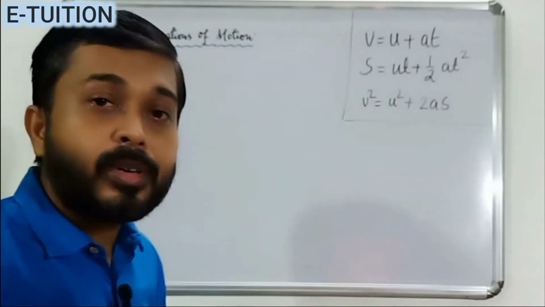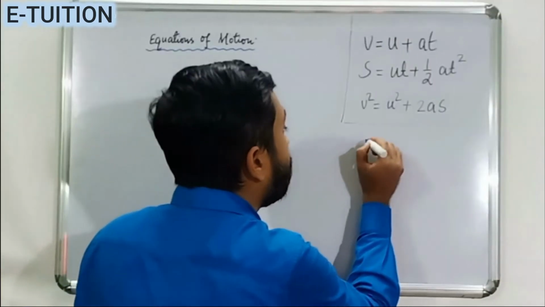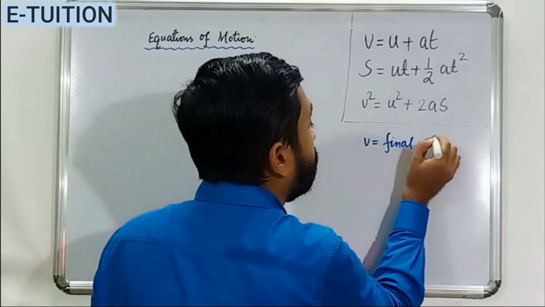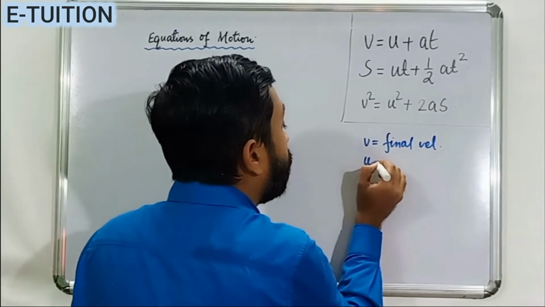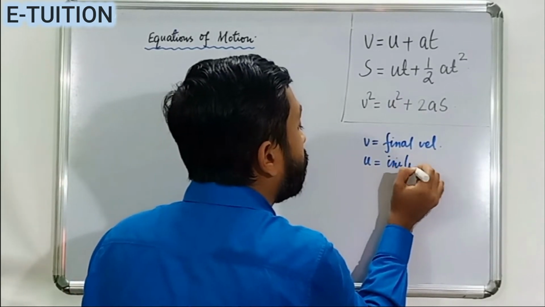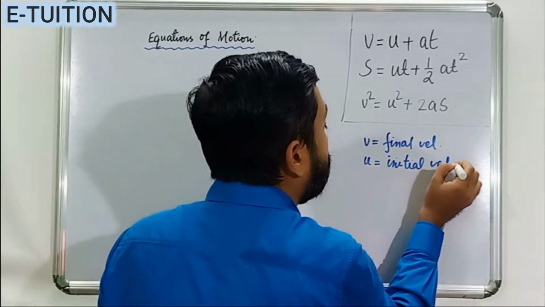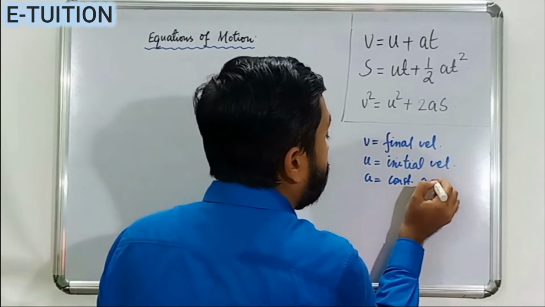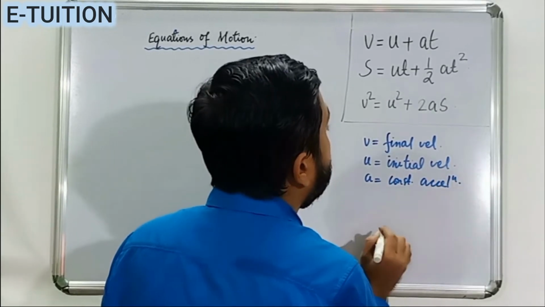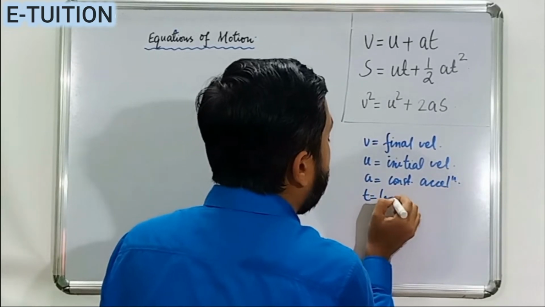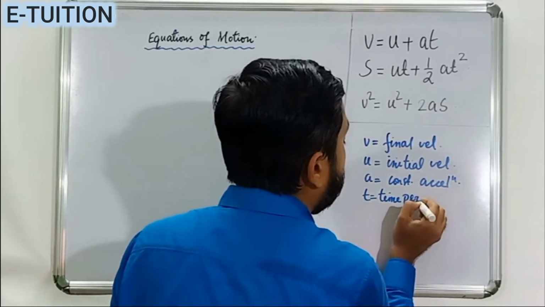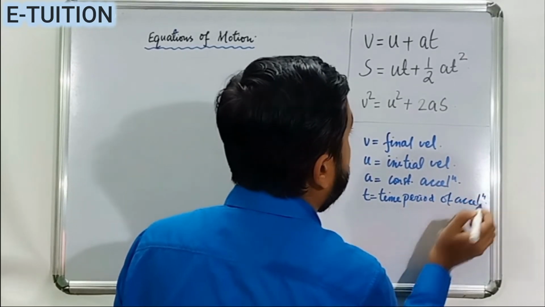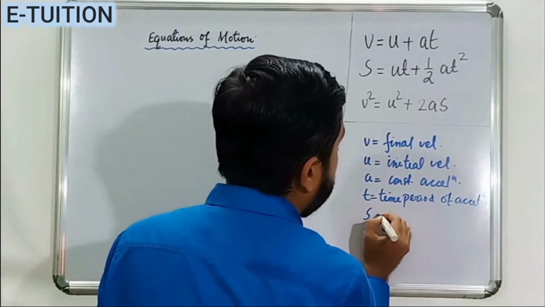So the symbols which have been used in these equations of motion are: v equal to the final velocity, and u the initial velocity, a the constant acceleration, t is the time period for acceleration, and s is displacement.